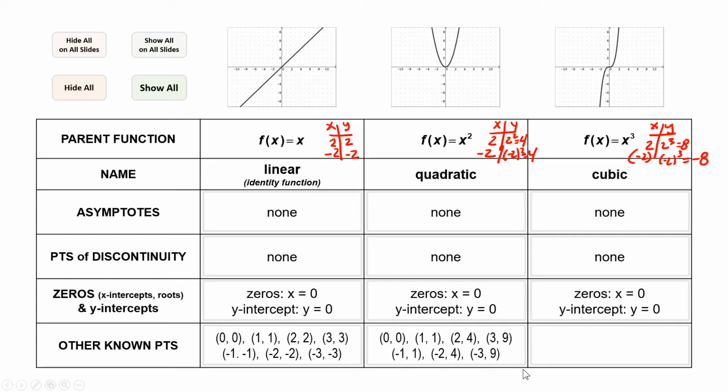And then you could also have negative 1, 1, negative 2, 4, negative 3, 9, negative 4, 16, negative 5, 25. Remember, this corresponds to our range, where all the y coordinates are non-negative. And then finally, cubics would include 0, 0, 1, 1, 2, 8, 3, 27, 4, 64, and then you also have negative 1, negative 1, negative 2, negative 8, negative 3, negative 27, and you could have negative 4, negative 64 if you wish as well.